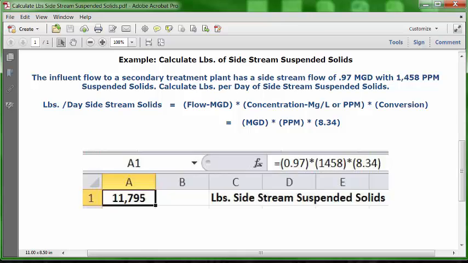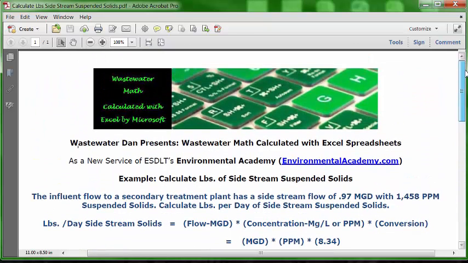So then I would go into the formula bar with my cursor in A1, and I would type in this formula: equal sign, open parenthesis, 0.97, close parenthesis, multiplication, open parenthesis, 1,458, close parenthesis, multiplication, open parenthesis, 8.34, close parenthesis, and then I would press enter or the return key, and I would have 11,795 pounds of side stream suspended solids per day, which is our answer, 11,795.